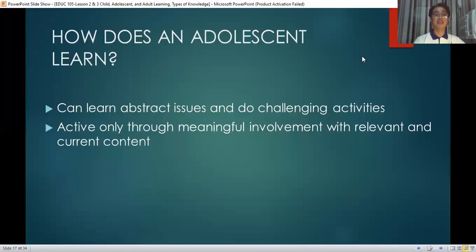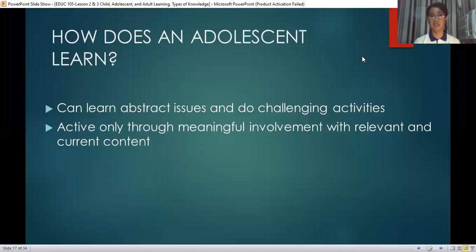Okay, next, they are active only through meaningful involvement with relevant and current content. So it means that they will listen only, they will participate only if they find relevance and importance with what you are teaching. So what to do now? Before you start with your lesson, make sure that you explain the purpose of your session. Okay, in a way that they will realize that it will benefit them a lot.